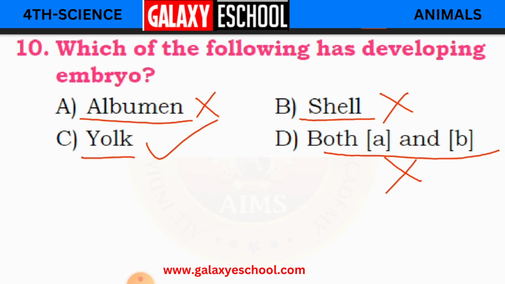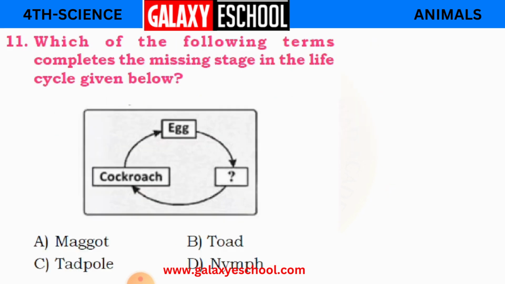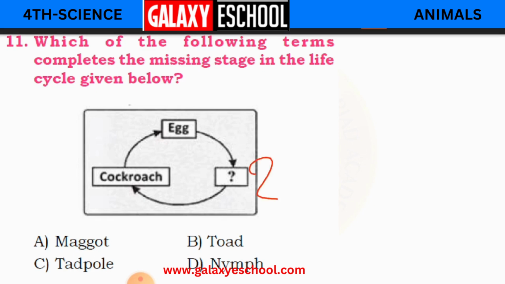Okay children? Now we'll move into the 11th question here. Which of the following terms completes the missing stage in the life cycle given below? See here children, it is about the cockroach life cycle. So there are only two stages. The third stage here is a question mark. We have to identify which stage this is. Is it maggot, is it toad, is it tadpole, or is it nymph?